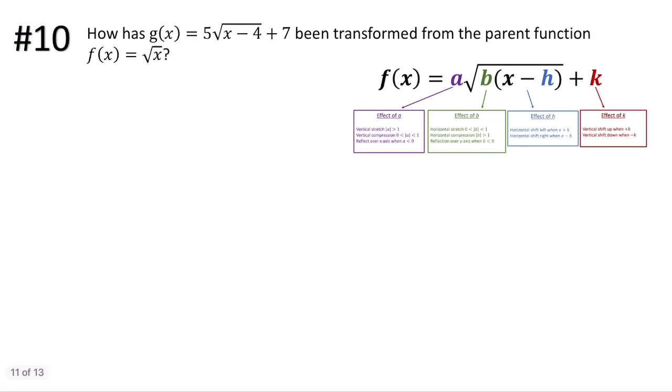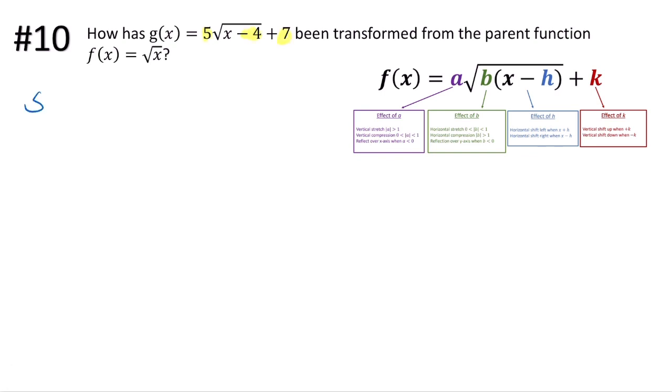So now let's look at this problem. It tells us: how has g of x equals 5 square root of x minus 4 plus 7 been transformed from the parent function f of x equals the square root of x? So this is where I like to go ahead and look at each of the numbers separately and think about the transformation.